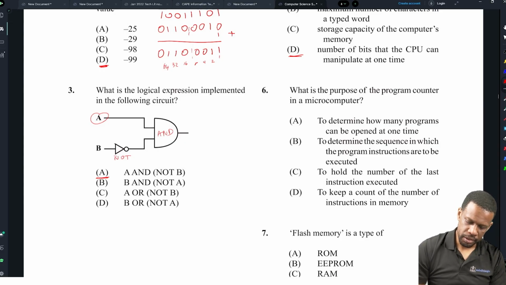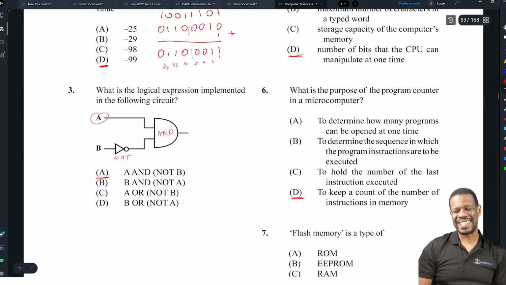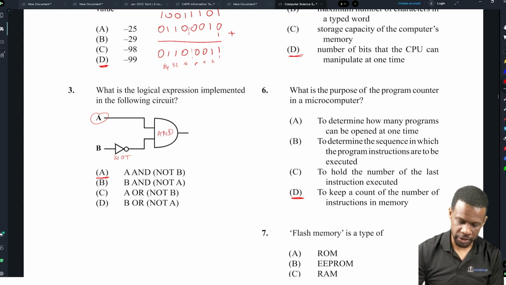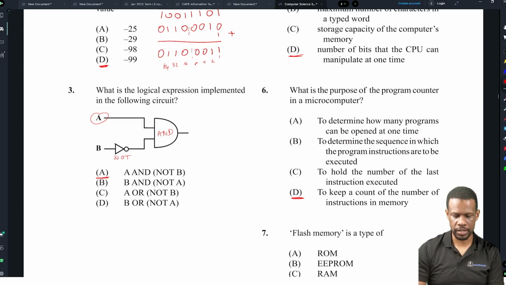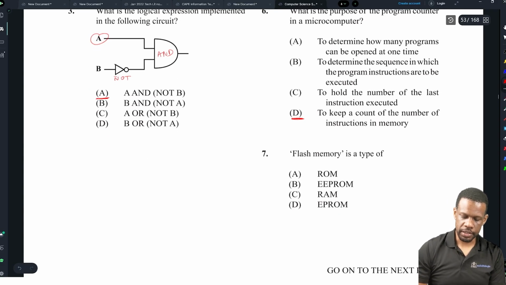It must have memory included in it. It's not a number, it's memory, right? So D is the closest one, even though it's not the exact definition of a program counter, because the program counter is supposed to keep track of the next instruction that's going to be executed, the memory location of the next instruction. But we'll take it.